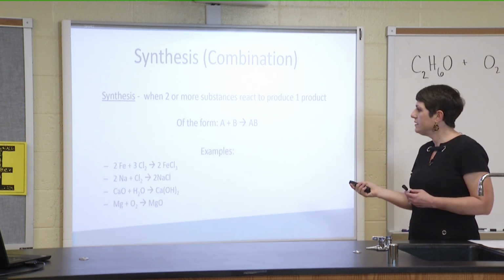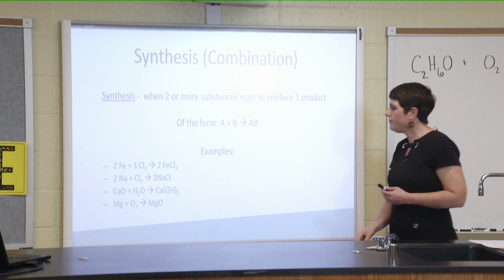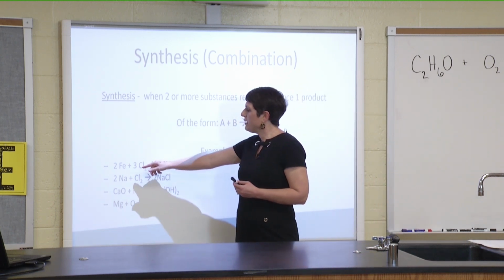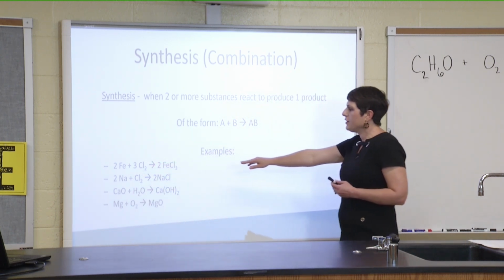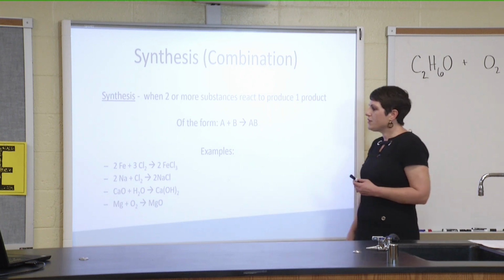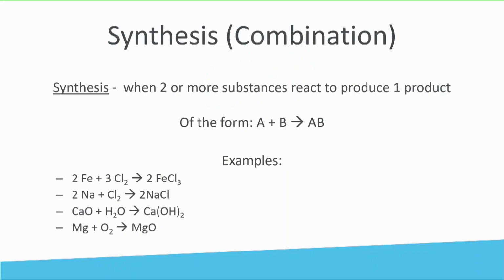All right, so here are some examples. We have iron and chlorine gas. When they come together, they make iron 3-chloride. You have sodium and chlorine gas, which together will make sodium chloride. You have calcium oxide and water, which makes calcium hydroxide. And you have magnesium metal and oxygen, which will make magnesium oxide. As you can see, they follow the general form in which there is one product. And sometimes you can even have more than one reactant and still have one product.